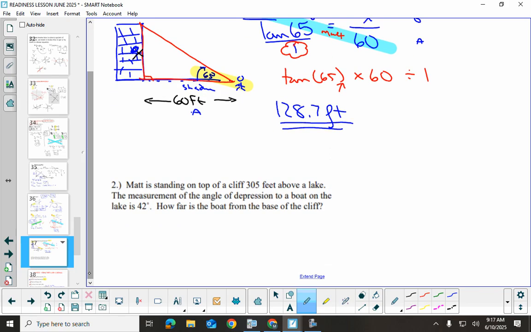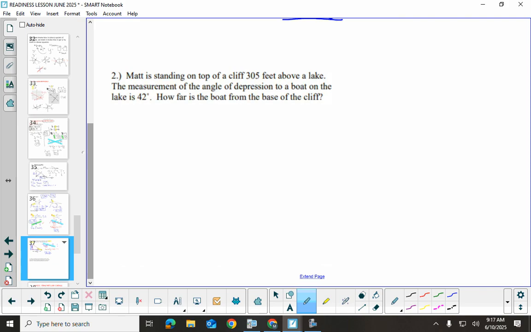Okay, one more. Matt is standing on top of a cliff 305 feet above a lake. Okay, so we got a cliff. We got Matt. We got a lake. Okay? So the cliff is 305 feet. The measure of the angle of depression to the boat on the lake. Okay. So here is my triangle. But here's the problem.